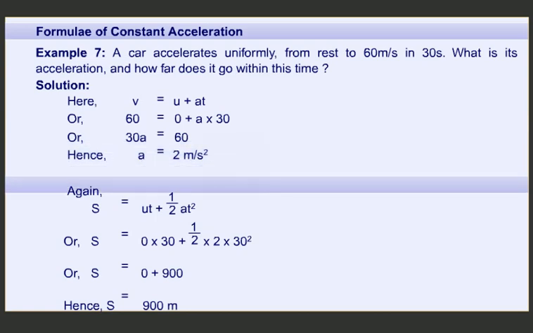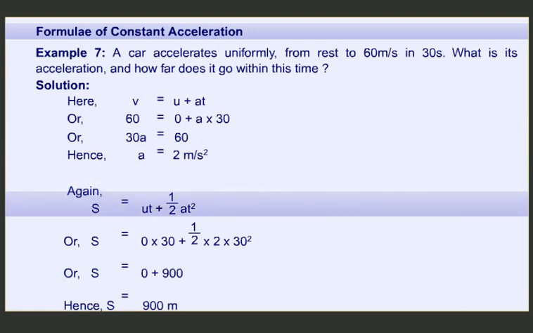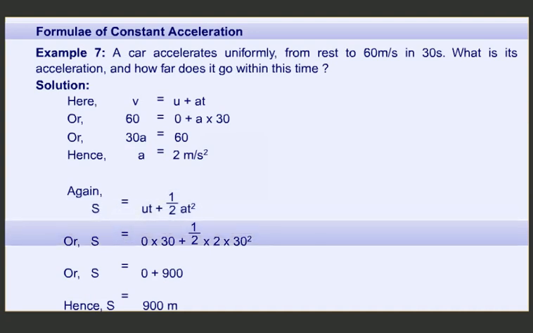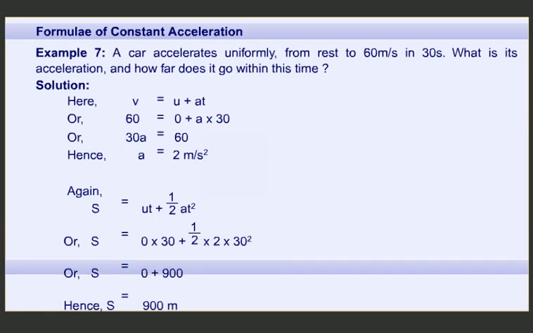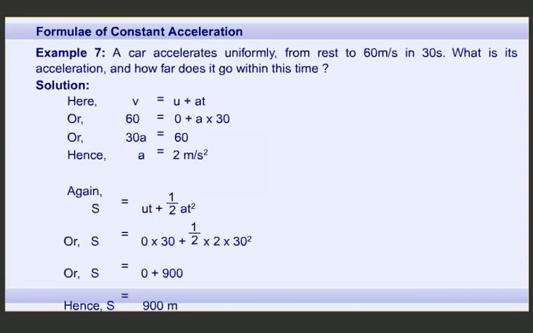Again, we have the relation s is equal to ut plus 1 by 2 at square to calculate the distance traveled by the car. So we write s is equal to 0 into 30 plus 1 by 2 into 2 into 30 square. This gives us s is equal to 0 plus 900. Hence, the value of s is 900 meter.